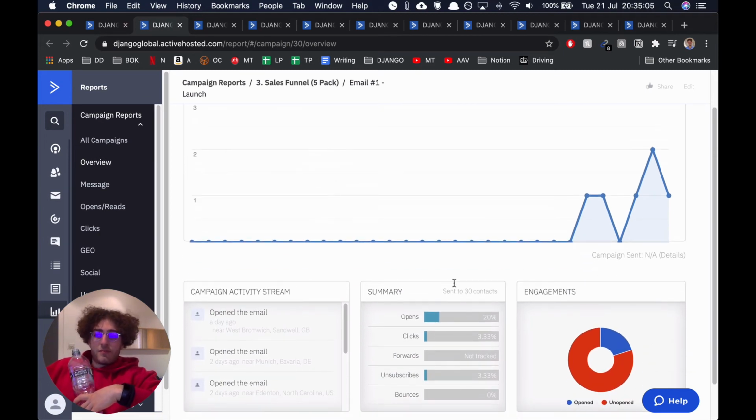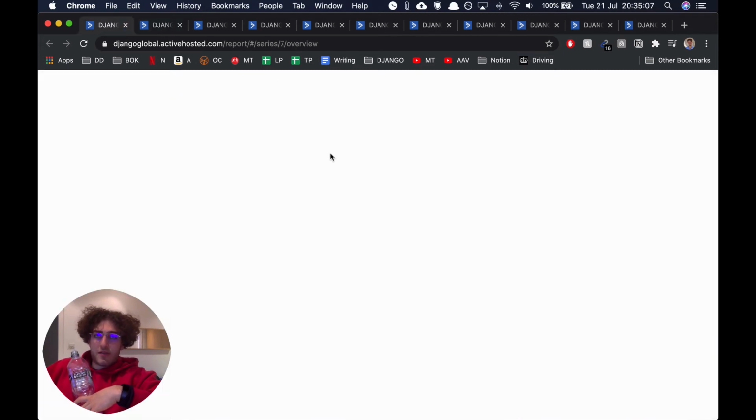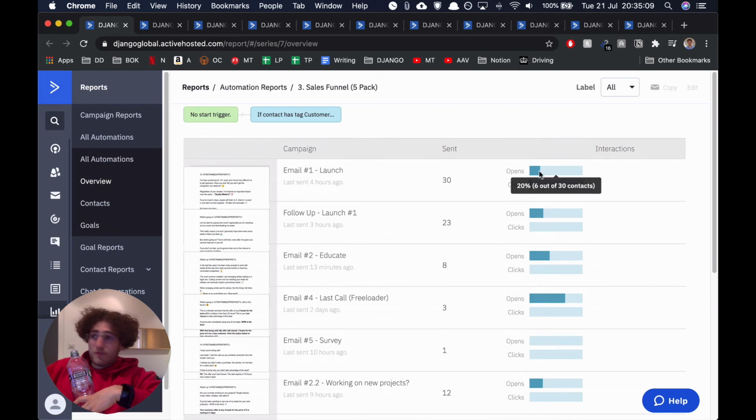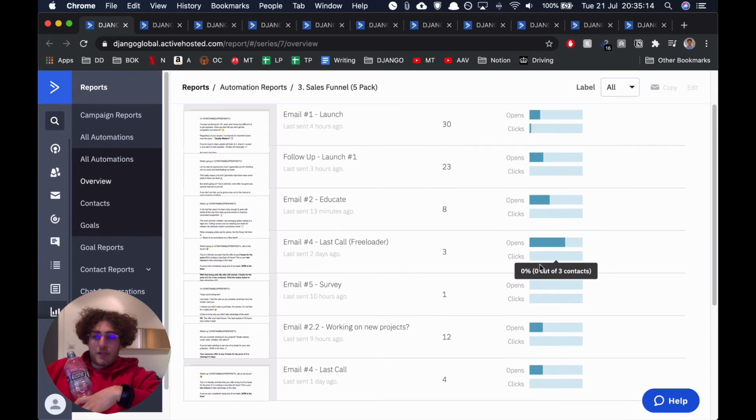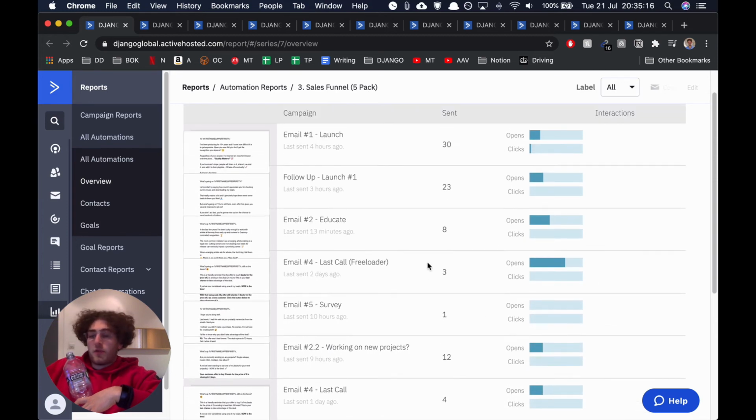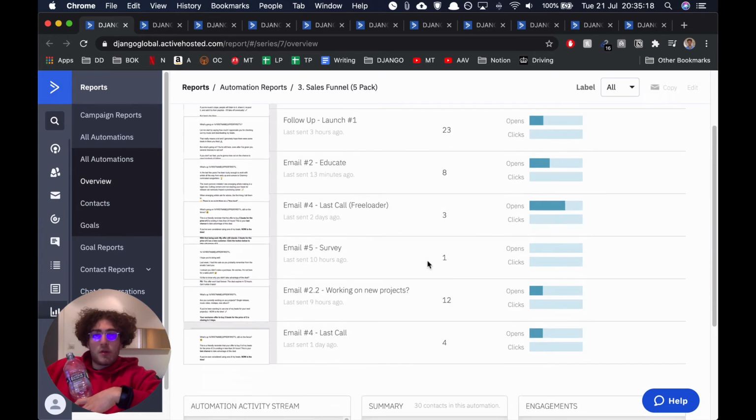But again, the general comments here are that the open rates have dropped off hugely. The click rates are just non-existent. No one's going to that exclusive offer page right now. No one.